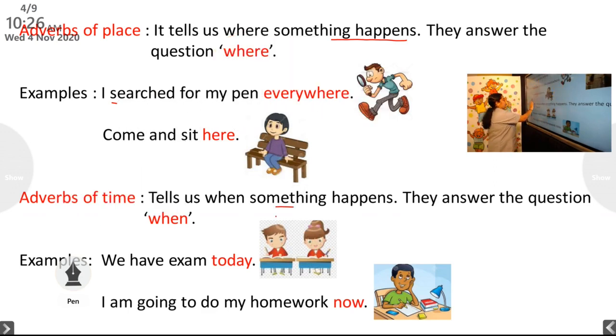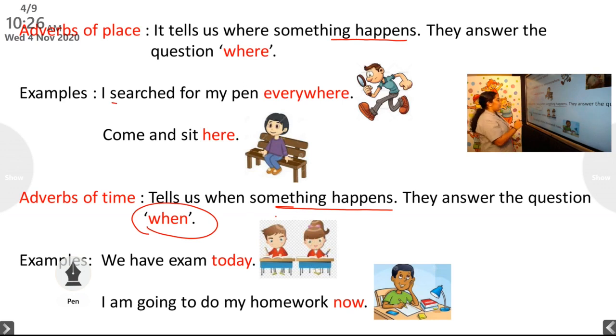Now next is adverb of time. It tells us when something happens. It tells us when, the time. And they answer the question when. Manner, you will ask how. Place, you will ask where. And time, you will ask when.